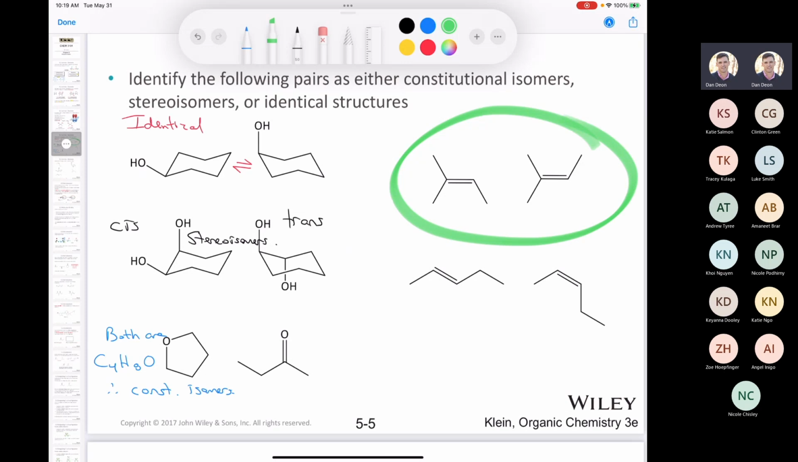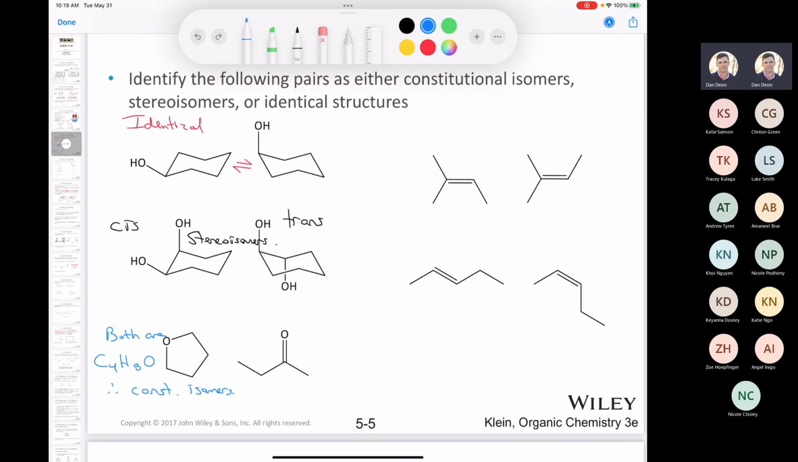All right, let's move to the top right. What about these two? Are they stereoisomers, constitutional isomers, or identical? These two are identical, absolutely. If you were to take this molecule here, and rotate on this axis 180 degrees, you would end up with this. So these two are identical. There's no differentiation between those whatsoever.